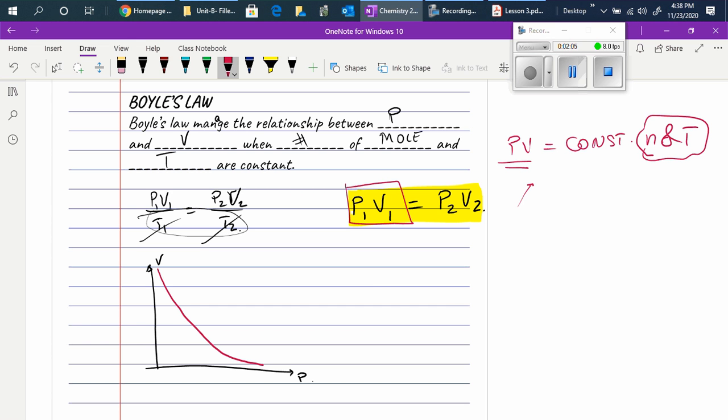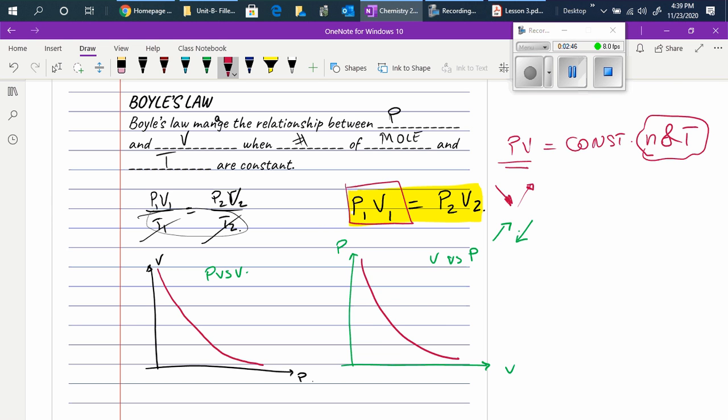That means that if we increase the volume, then we have to decrease the pressure. Or if we decrease the volume, then we have to increase the pressure, okay? Because the product of the two has to be constant, has to be the same. So this is what the pressure versus volume graph looks like. But even if we draw volume versus pressure, we will have the same graph. So volume versus pressure will have the same type of line, like this.